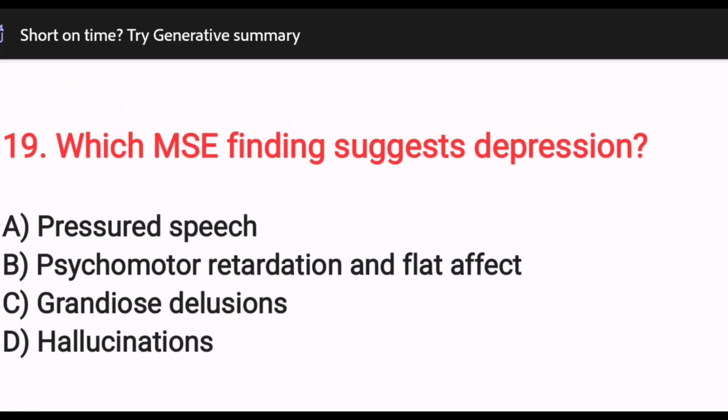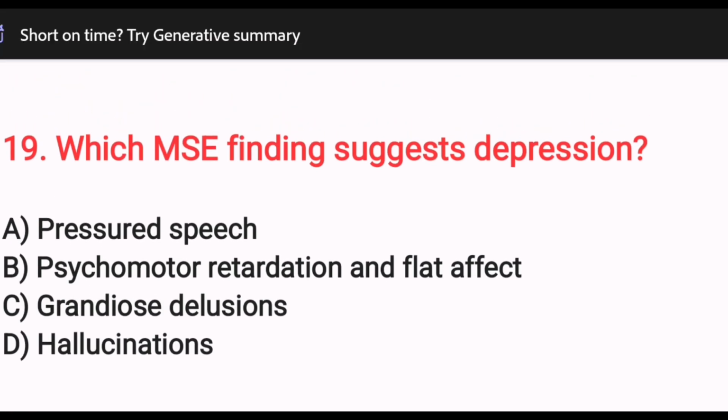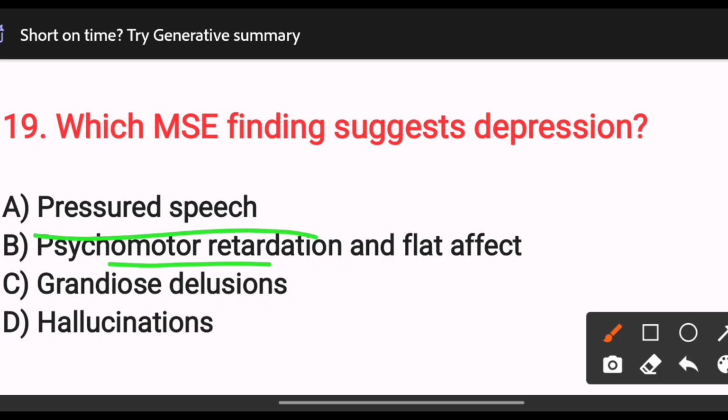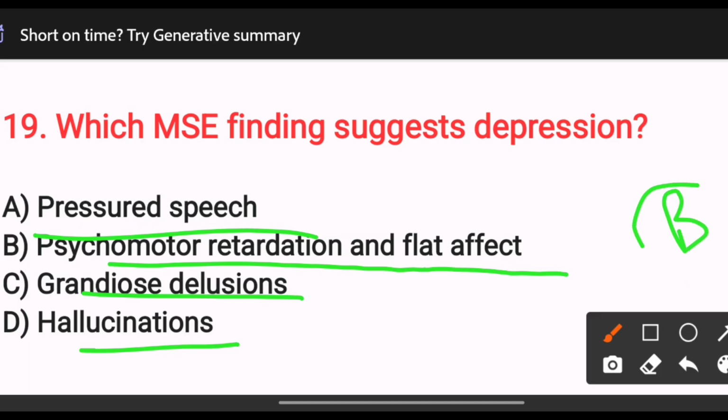Next, which mental status examination finding suggests depression? Option A, pressure speech. Option B, psychomotor retardation and flat affect. Option C, grandiose delusions. Option D, hallucination. The answer is option B, because slowed movements and restricted affect are common in depression. When a patient is in depression, they work slowly and move very slowly.